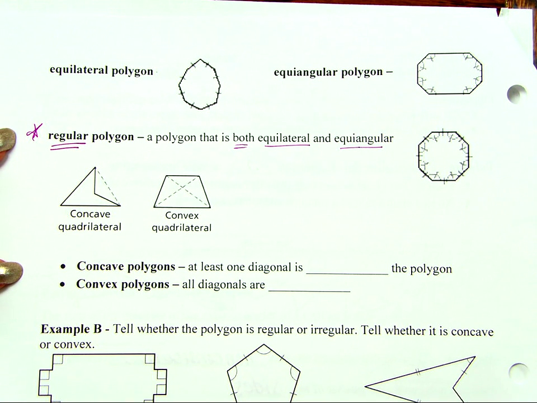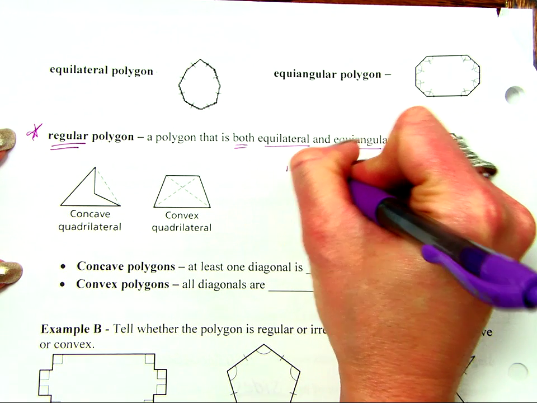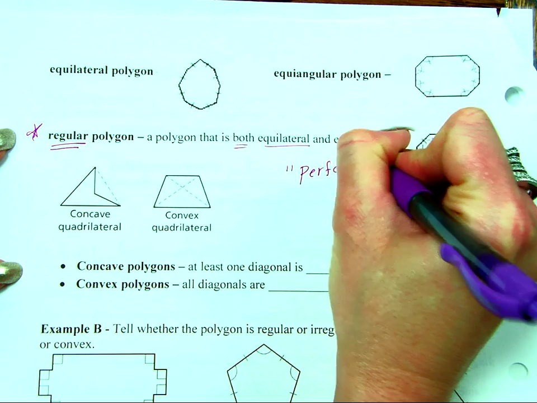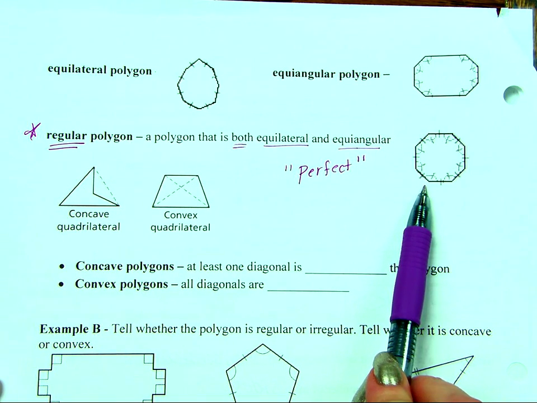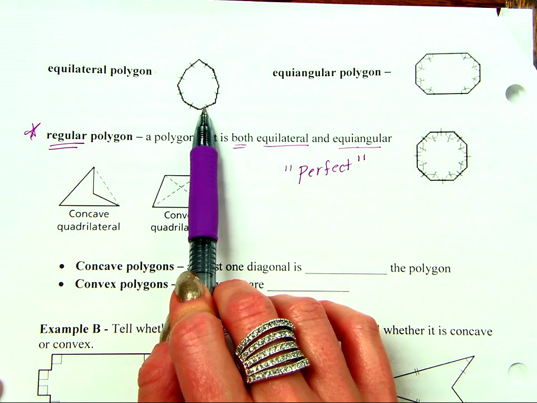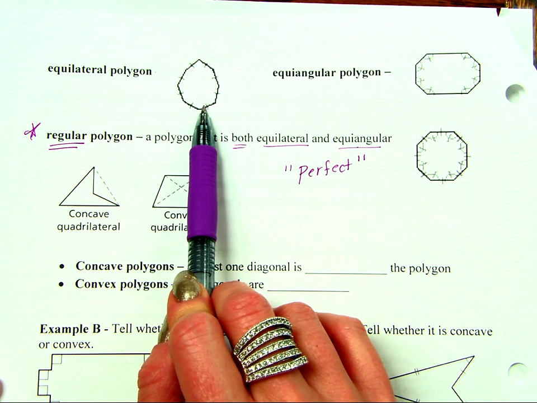Okay? To me, regular polygons are the polygons that you see on a poster. They're kind of poster perfect polygons. In fact, I think about the word perfect because they often look very nice. They're equilateral and they're equiangular. Now, if my polygon is not regular, such as this one up here, they're going to consider that to be irregular.